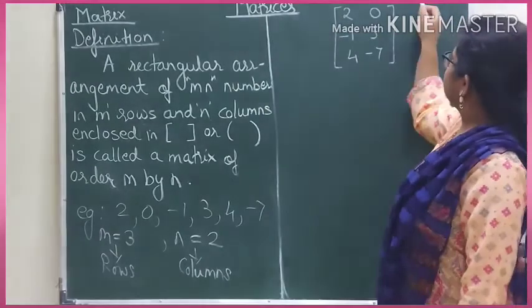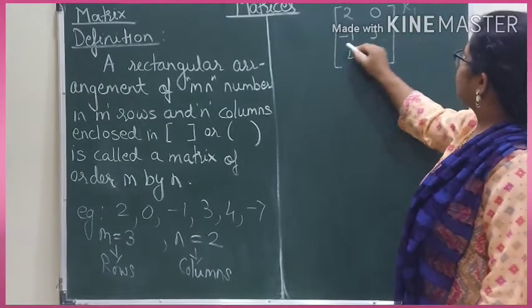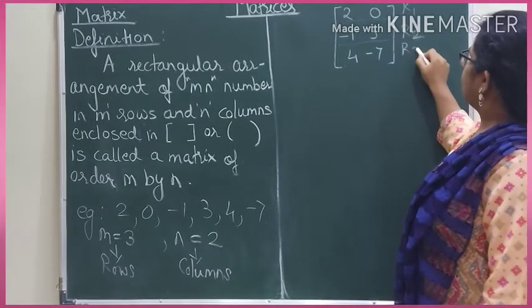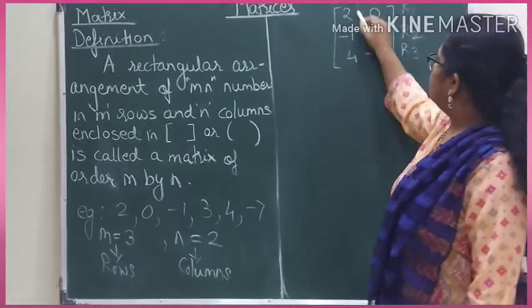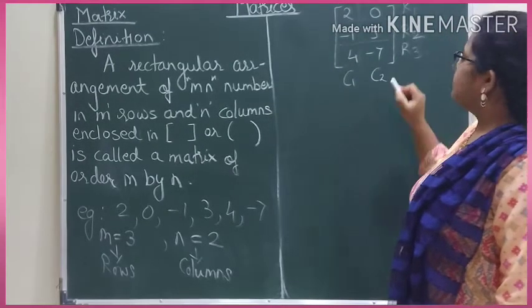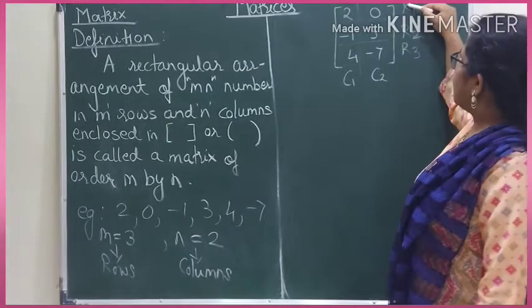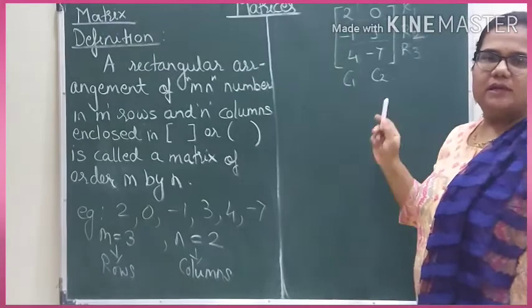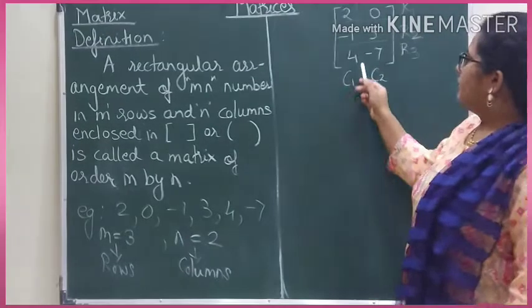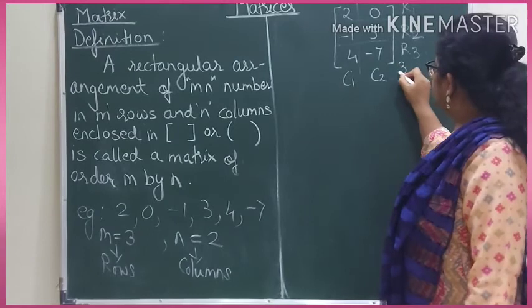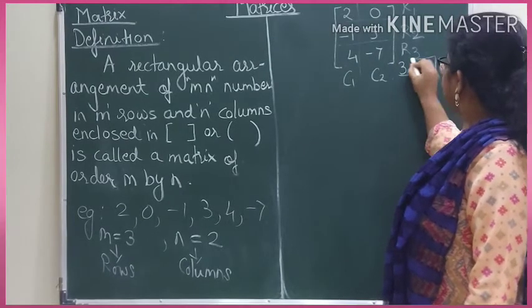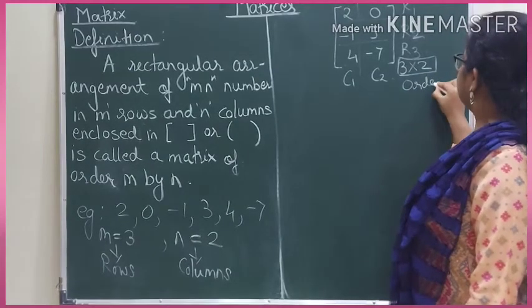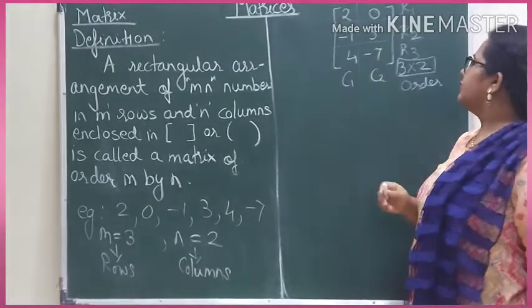So here you can see there are 3 rows. This is first row, horizontal row. This is second row and this is third row. And 2 columns, vertical. This is C1 column and this is C2. You all know that we use the letter R for row and the suffix denotes the number of the row, and letter C for column and the suffix number denotes the number of the column. Now, there are 3 rows and 2 columns. So 3 into 2, this is 3 by 2. This is called the order of a matrix. Order of matrix is 3 by 2.